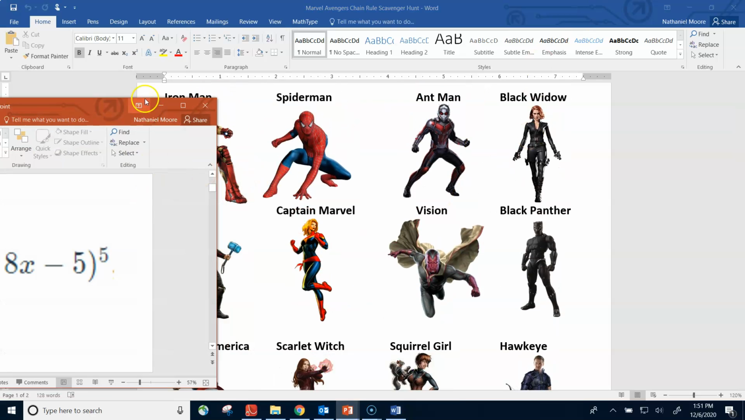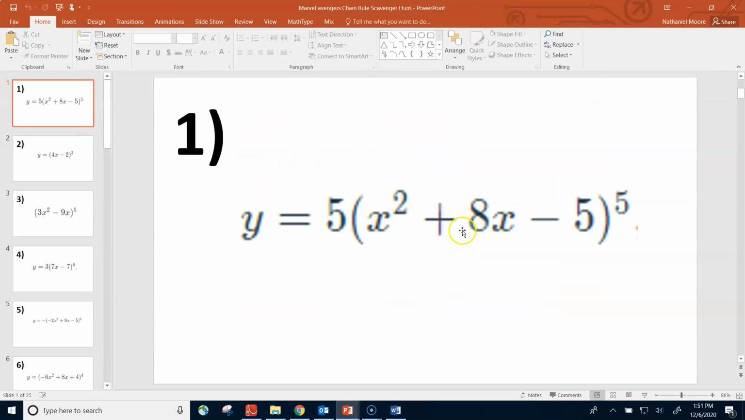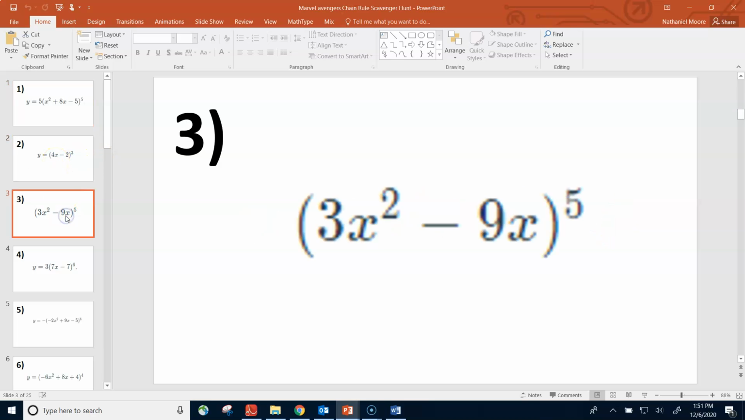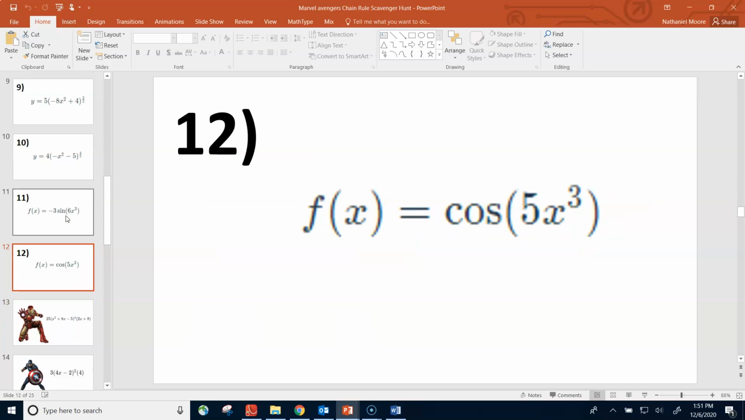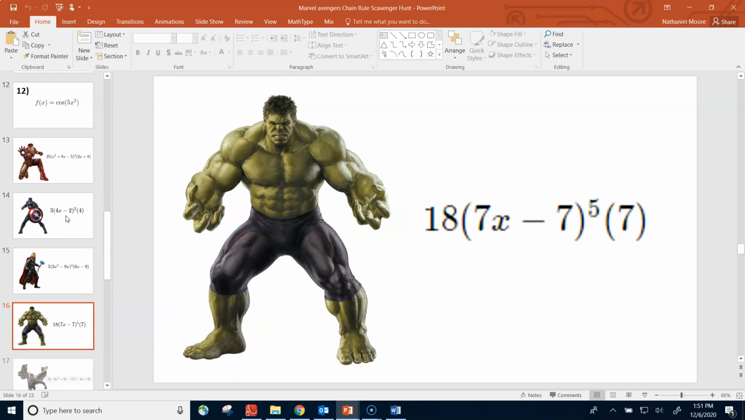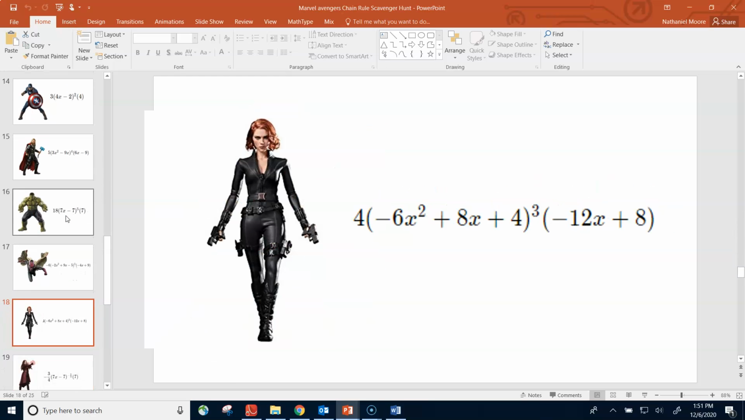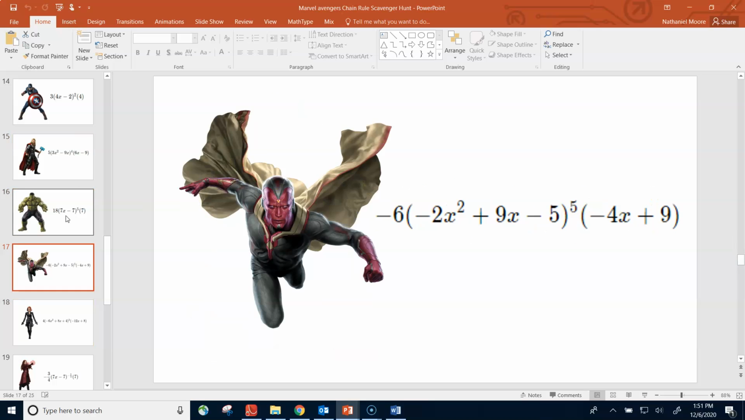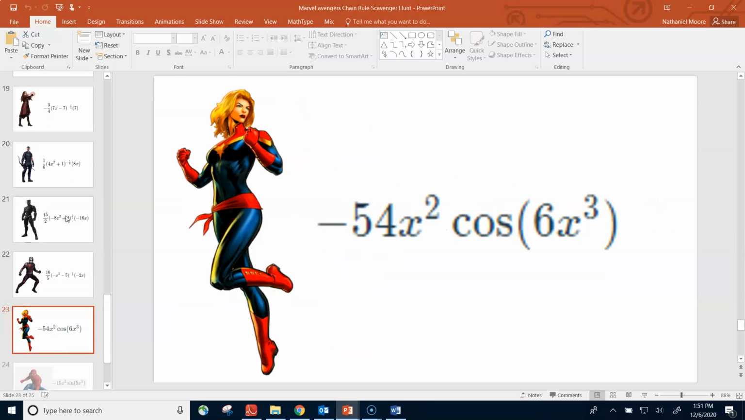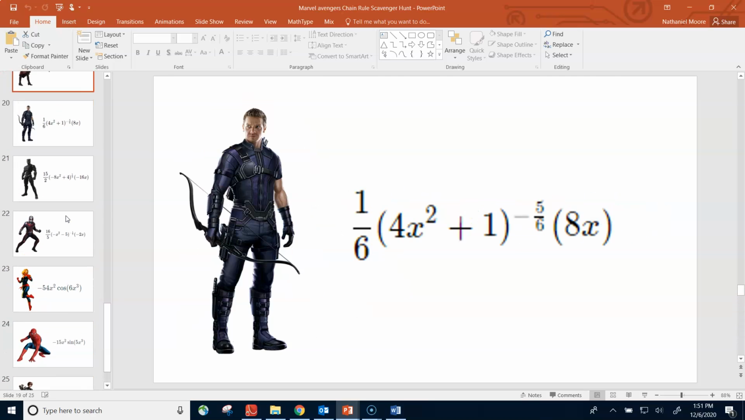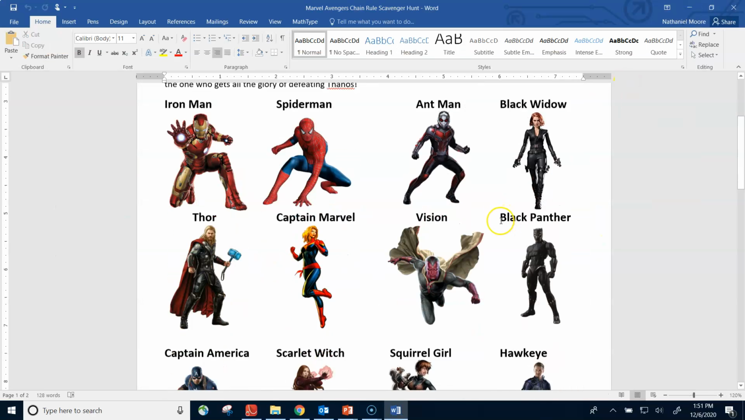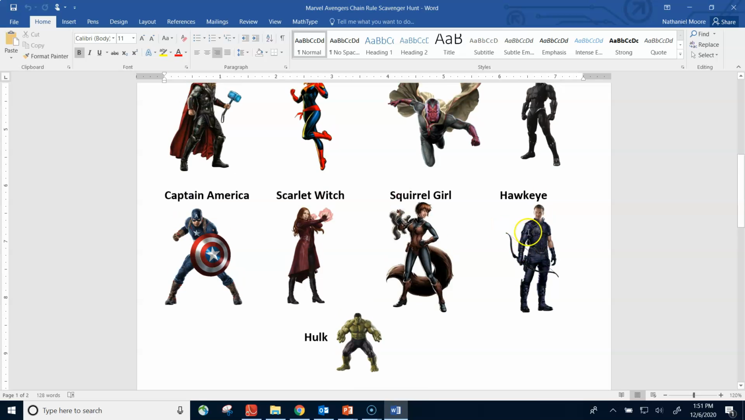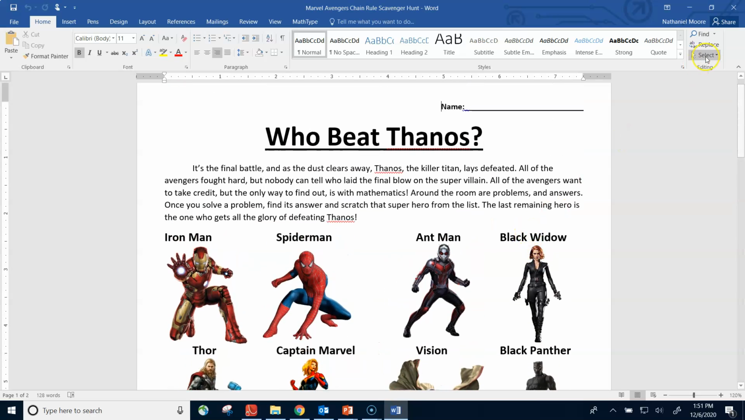You will also see various problems like these, and I'm going to ask you to use the chain rule to find your solution. So here will be various problems that you're going to have to apply the chain rule to. Then, once you have done that, you will find the answer of the Avenger next to an answer. If that is your answer, you'll cross them off. So it's going to be the process of elimination. Once you have found the answers to all the problems, the remaining Avenger is the one who actually defeated Thanos. So it could be anyone. It's not based canonically on the movie or comics. So you're just going to have to try to do it.